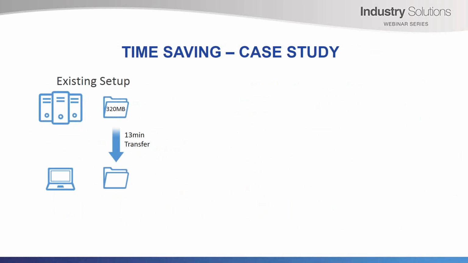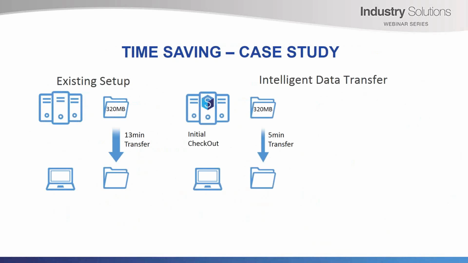We went and spoke to one of our clients about how 12D Synergy was helping them and their business. And they told us that when they started, they had a 320 megabyte project on their network. And every single time they opened that 12D Model project, it took them 13 minutes, which is quite a long time to sit around and wait. With 12D Synergy's intelligent data transfer, they reduced that initial download time to 5 minutes. So the first time they opened it, it was all downloaded and locally cached. So that's already less than half the original opening time.